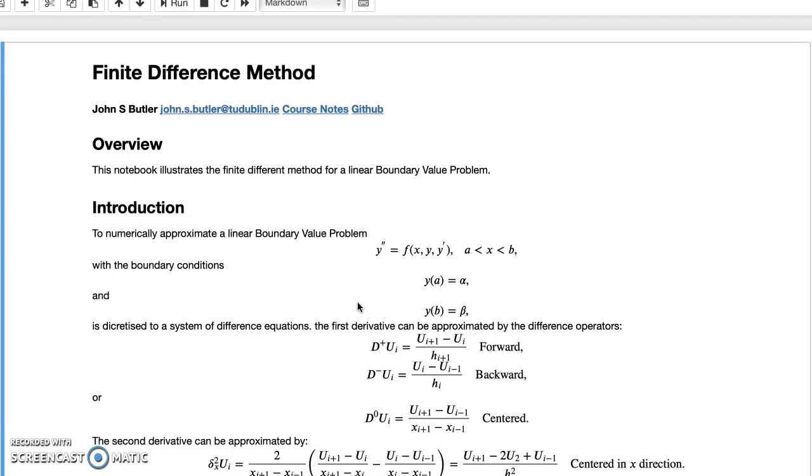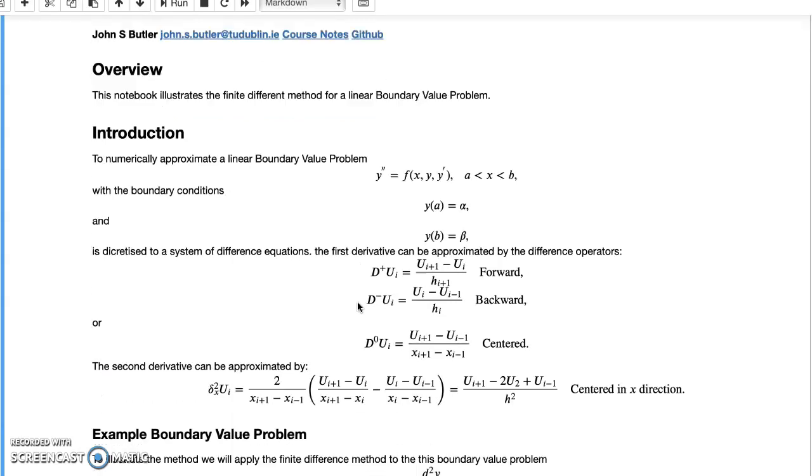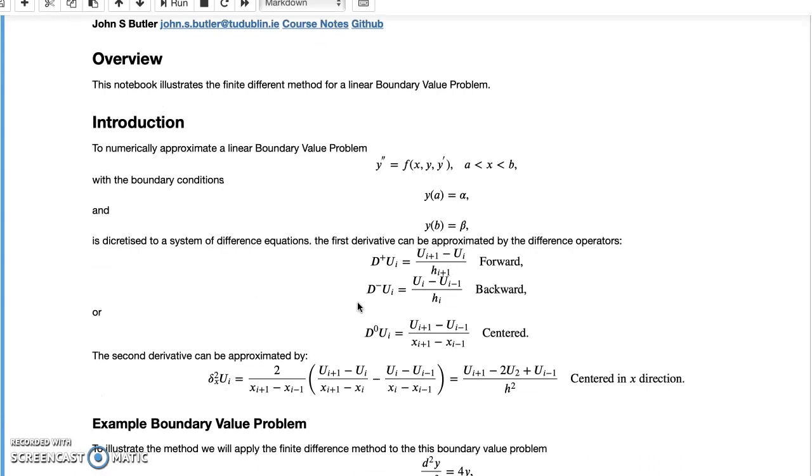So first, as always, let's just do the generic. We are interested in a boundary value problem. We have a second derivative equals some function of x, y, and y dash. We have our boundary condition at A and boundary condition at B, so we have a left and right boundary condition. We discretize the differential equation into a difference equation using difference operators.